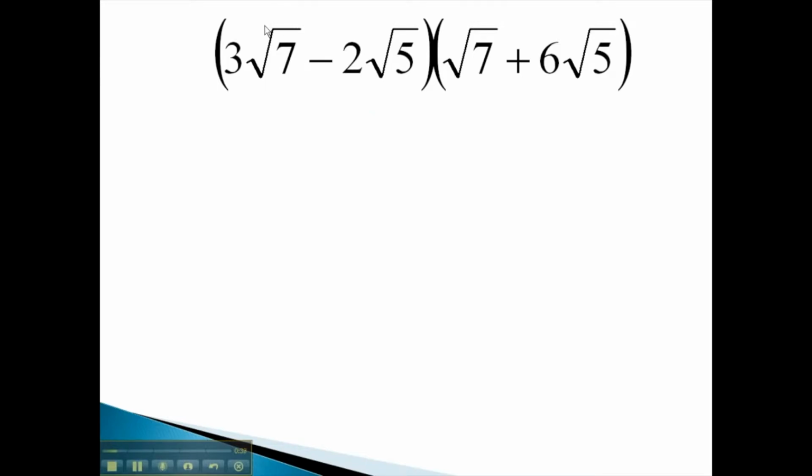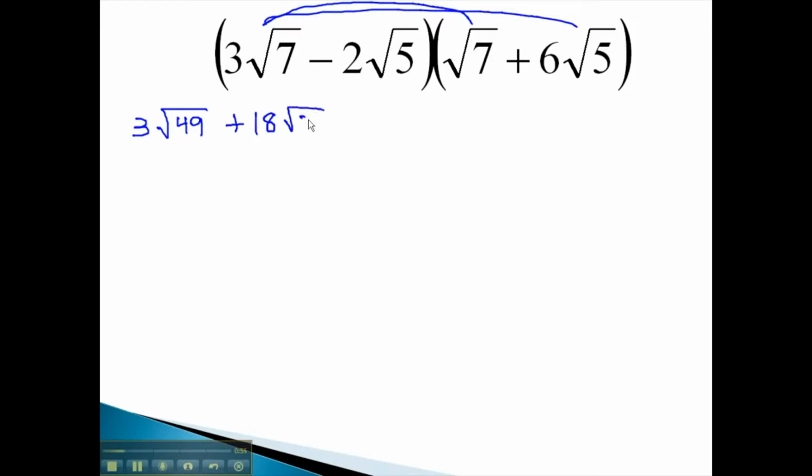In this problem, we'll start by distributing the 3 root 7 through times the root 7. The 3 has nothing to be multiplied by, and so inside the radical, we've got 7 times 7, which is 49. Continuing to distribute through, 3 times 6 is 18, and inside the radical, 7 times 5 is 35. Distributing the 2 root 5 through times the root 7, we've got negative 2 root 5 times 7 is 35, and then negative 2 times 6 is negative 12 root 25.